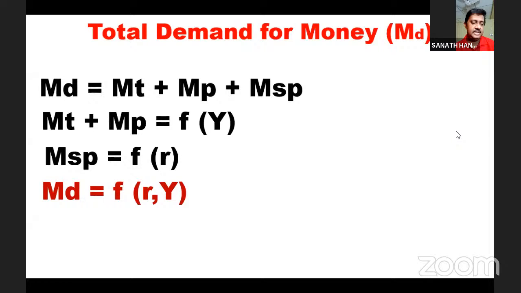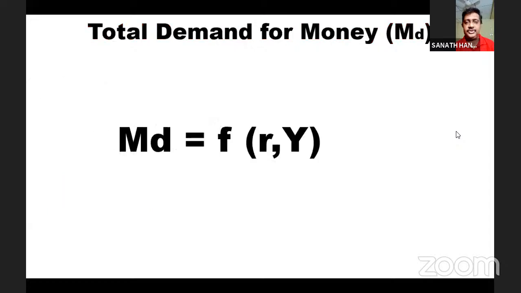Money demand is changed by interest rate and income. Income and money demand has a positive relationship. Why is that? When we get more income, we keep more money in our hand for transaction purpose and precautionary purpose. People who are having higher income keep more money in their hands to do transactions.